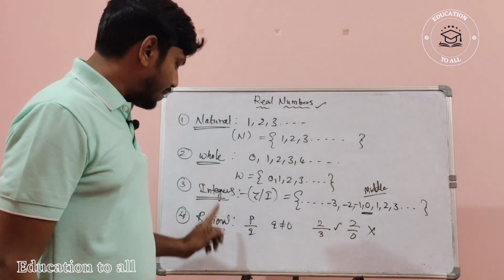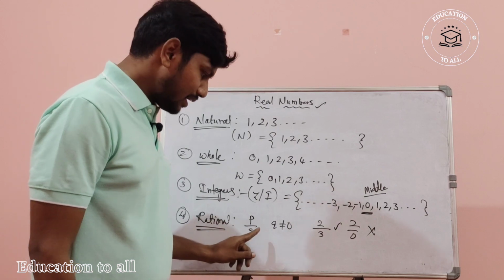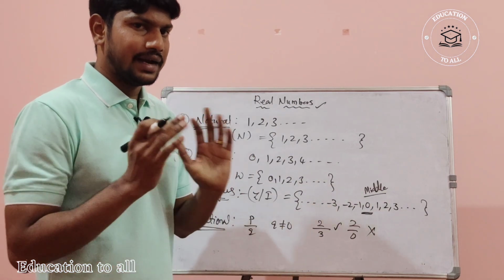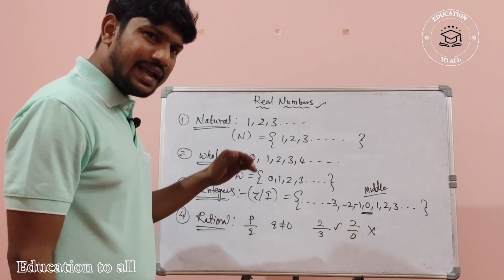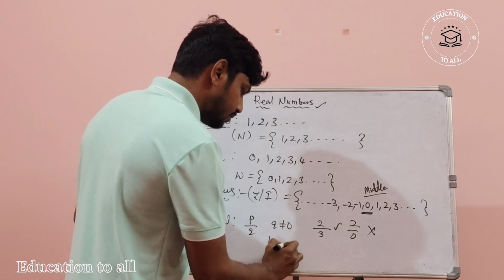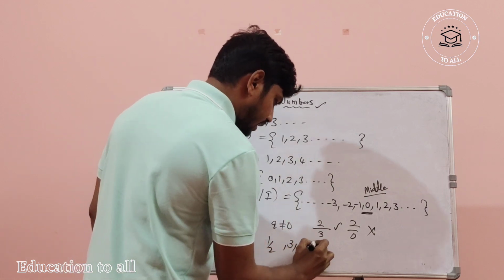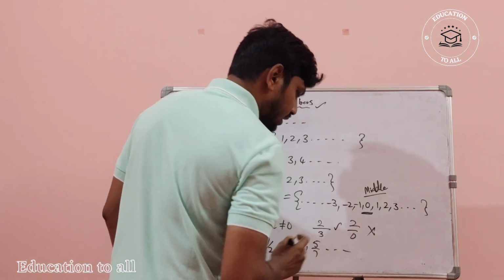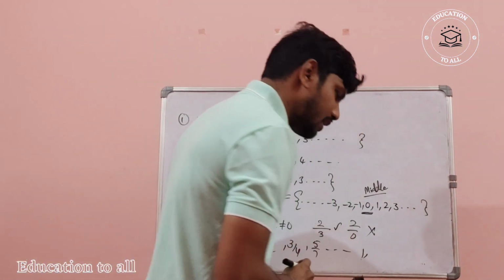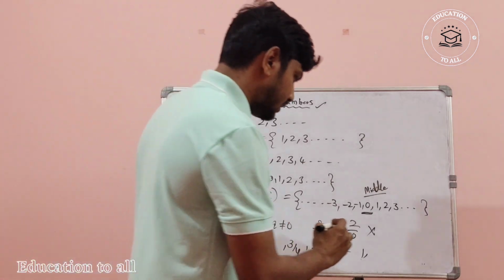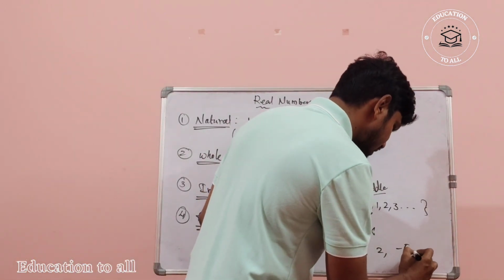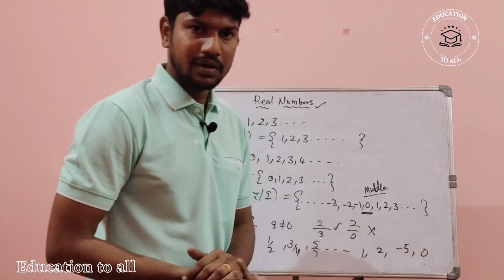That's why all the numbers which are in the form p by q, where q is not equal to 0, are called rational numbers. Any number that I can write as p by q. For example, I can write 1 by 2, 3 by 4, 5 by 7, anything. So that's okay. Can I say 1 is a rational number and 2 is a rational number? Otherwise, is -5 a rational number, and is 0 also a rational number?